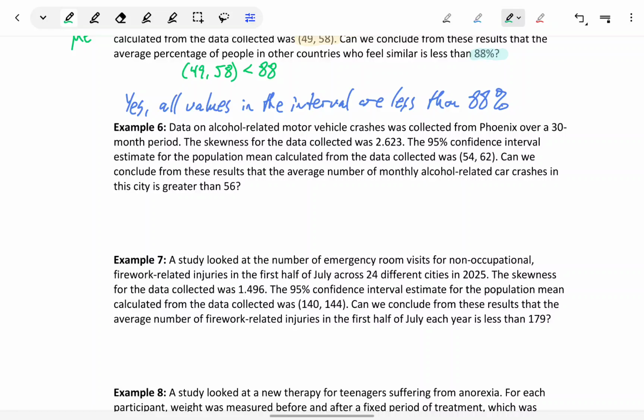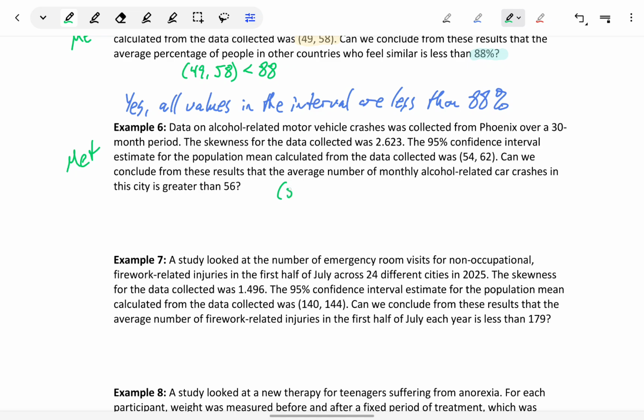In example 6, we have another case where we already verified that the conditions are met to estimate means, and then we're told that the 95% confidence interval estimate for the population mean calculated from the data was 54 to 62. Can we conclude from these results that the average number of monthly alcohol-related car crashes in this city is greater than 56?